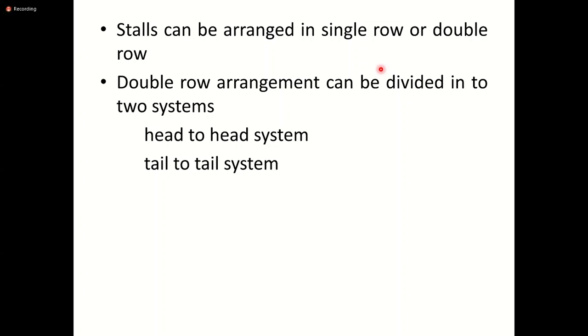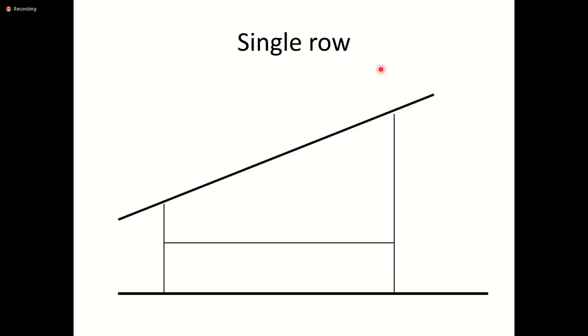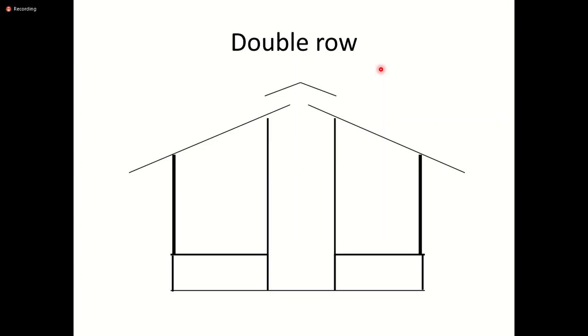So when we come to the housing systems, we can arrange them in different ways, right? Maybe in a single row, or maybe double row, maybe head to head or tail to tail. I can show you one or two. This is a single row housing system, with animals on only one side. This is called double row.